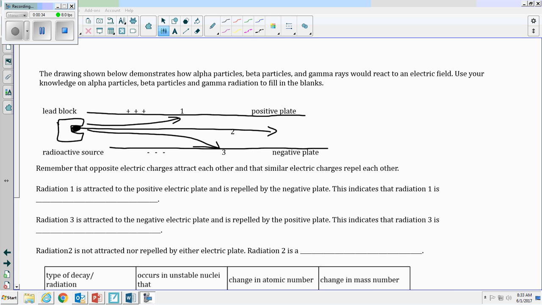You have a positive plate on one side, in our case on top, and a negative plate on the other side, in our case on the bottom, and the different radiations respond differently to those plates. So if you think about how they respond to those plates, please identify the three types of radiation as either alpha, beta, or gamma. Go ahead, pause the video for a moment.